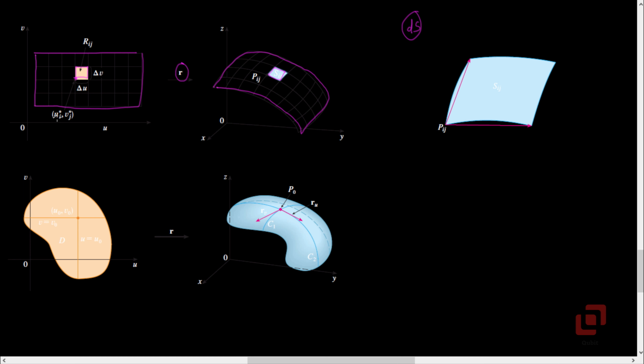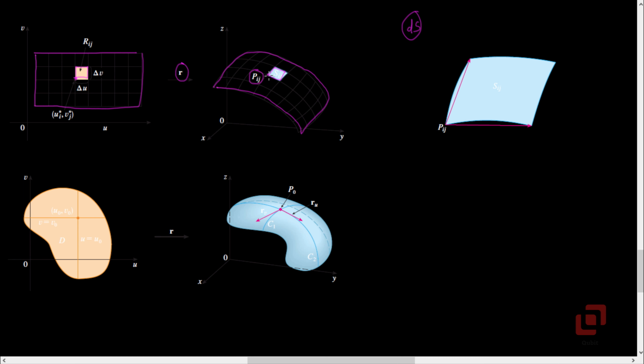Let the point (ui*, vj*) be mapped to the point Pij on the surface. Our next job is to find out the representation of this sky blue colored area using delta u, delta v, ui* and vj*. To do that, we recall the following.